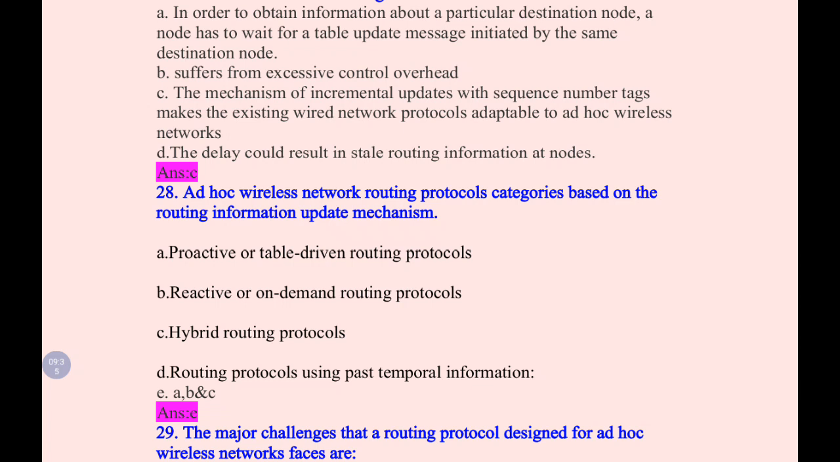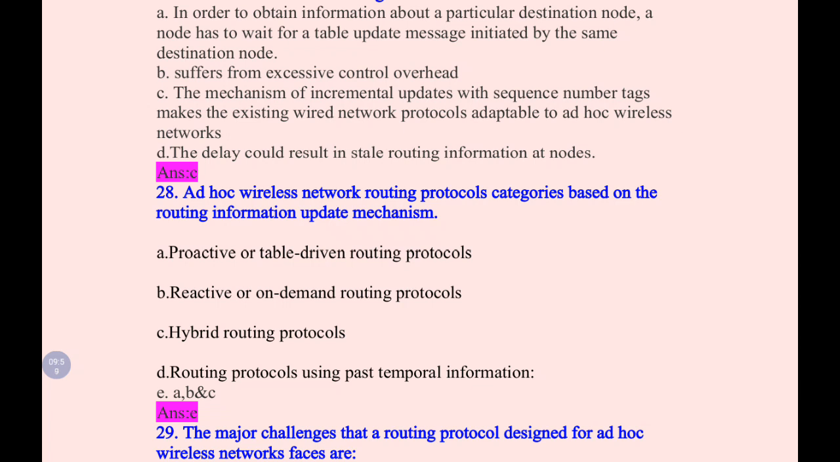All these are the protocols, that is what they are meaning, the protocols based on routing information update mechanism, based on updating mechanism. So the protocols are working, so they are proactive type, reactive type and a hybrid routing protocol.